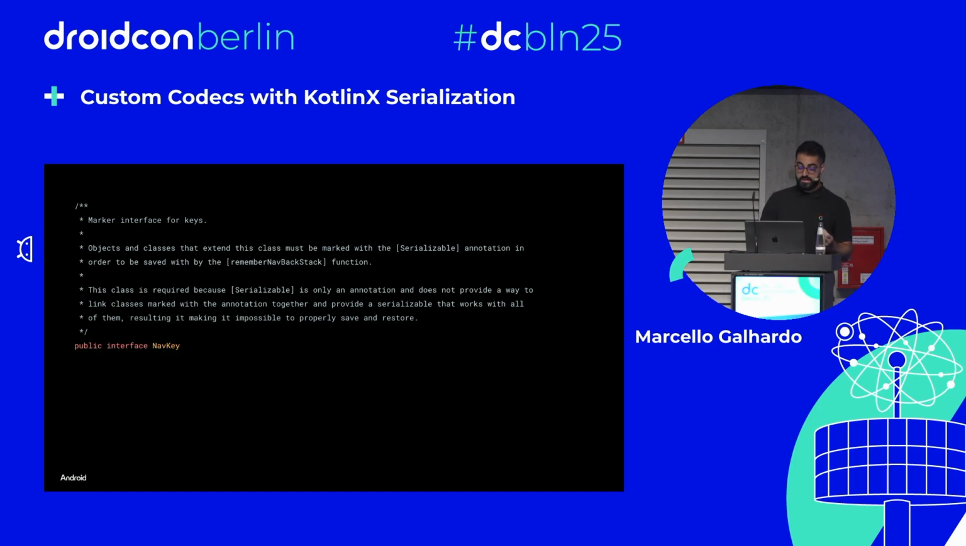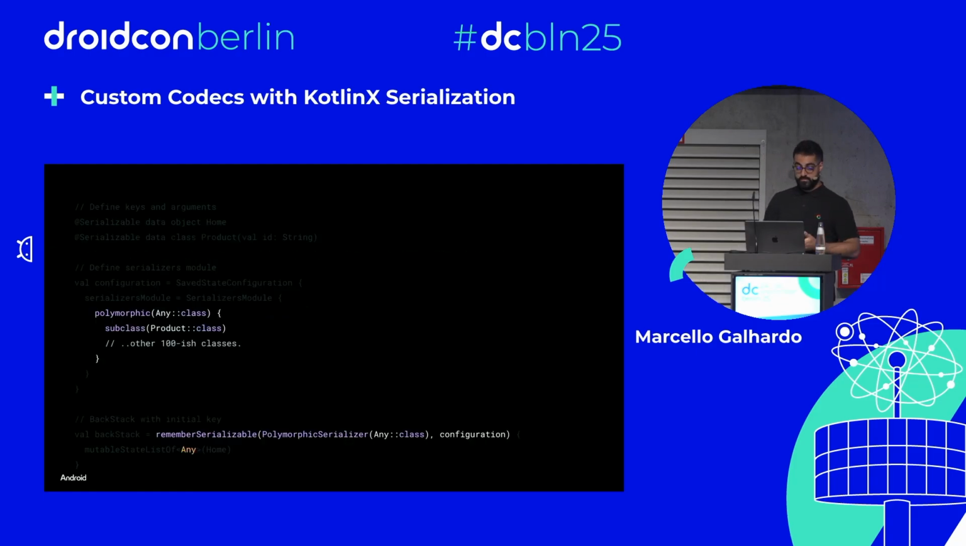Why do we need this? It's basically because Serializable is just an annotation. It doesn't give us a common type to tie everything together, so we don't have any common interface. By using this marker interface, we have one shared type that all keys must implement if you're using the nav backstack. That makes it possible to build a serializer that works across all navigation keys and provide helpers.